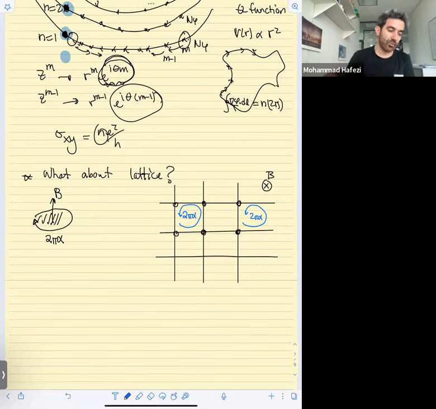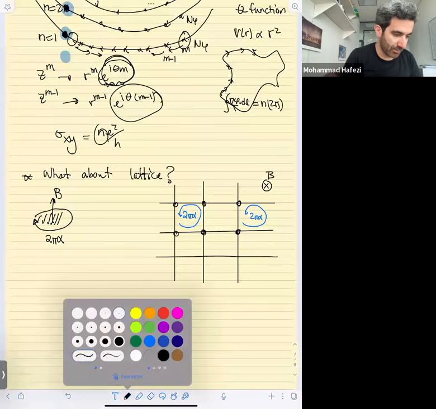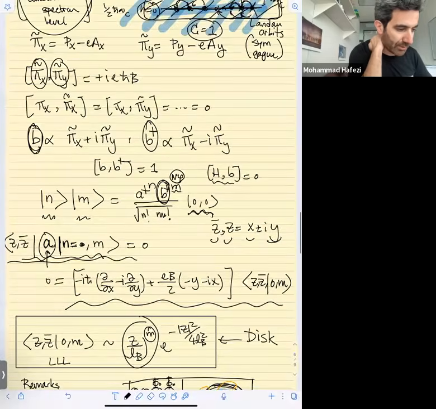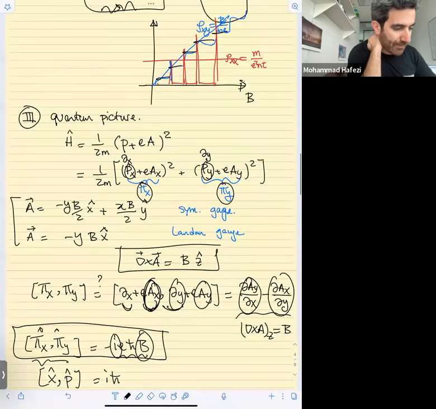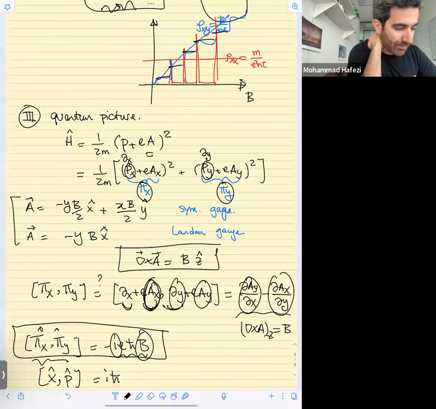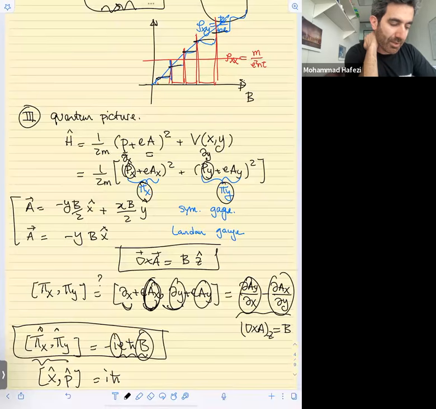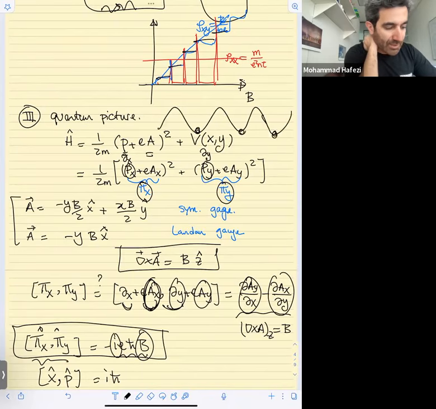Okay, so when I put these electrons on a lattice, it's the same Hamiltonian that we had before, a uniform magnetic field plus some dynamics, but then I have a lattice structure, V of X and Y. This V of X and Y forms a lattice in 2D, such that my electrons want to be at the bottom of this lattice. In principle, you can solve this problem.